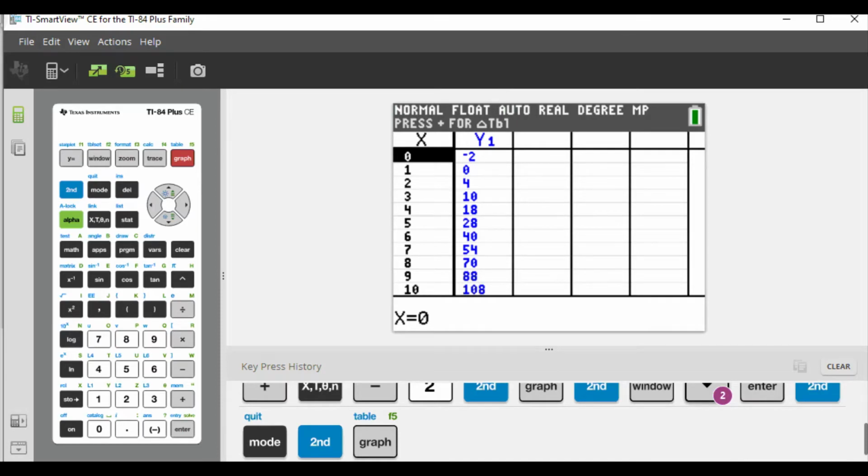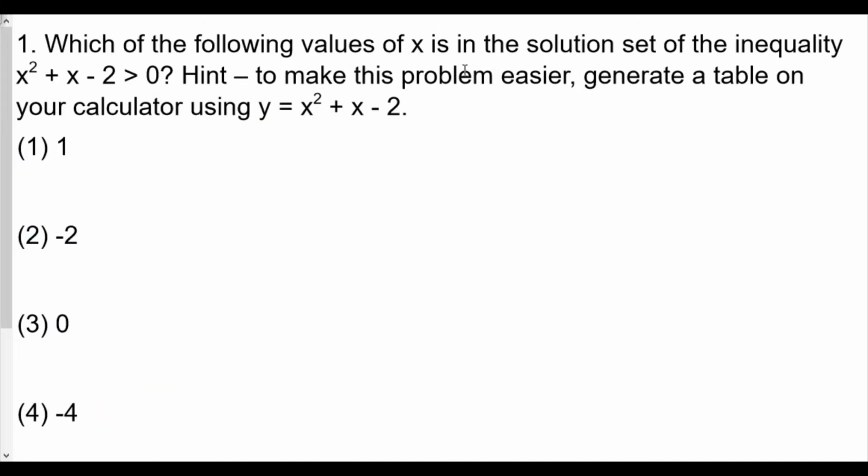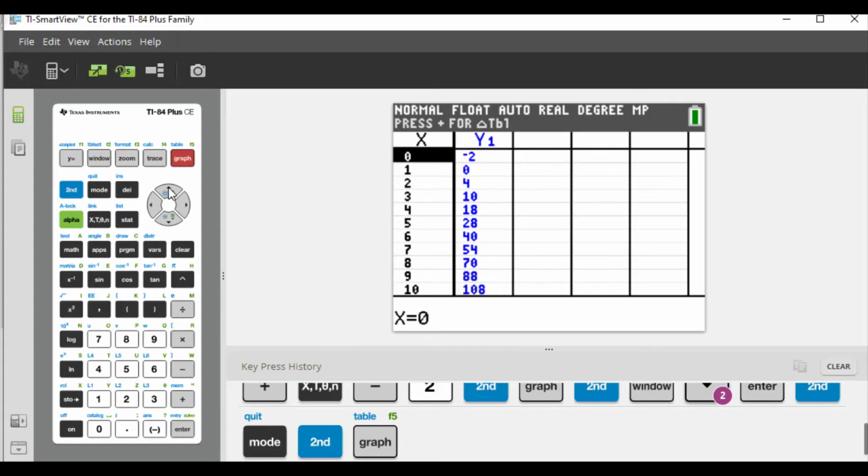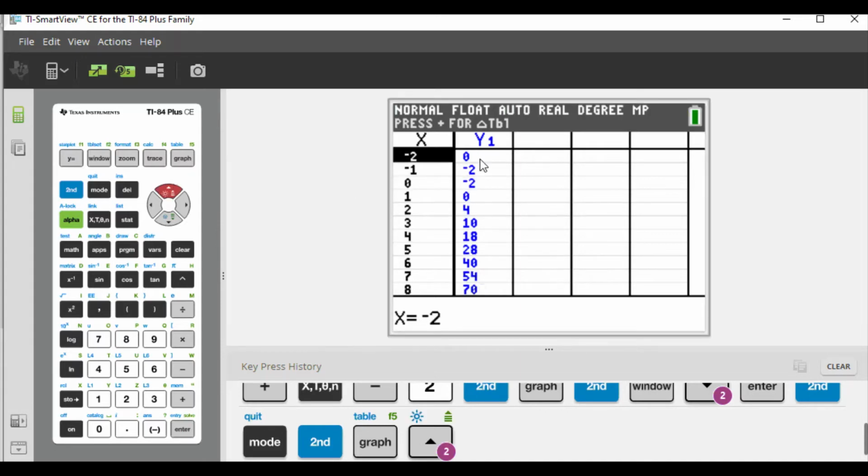So let's take a look back at our question. It says which of the following are values of x in the solution set. So we're looking for values of x that will make this inequality greater than 0. So we have 0, and we start with -2, 1, 0, -4. Let's go back to -2. That's a 0, which is not greater than 0, so no. Okay, x equals 0 gives us a -2, so that's not greater than 0. Greater than 0 means positive, and 0 itself is not a positive number. When x equals 1, that's 0 as well.